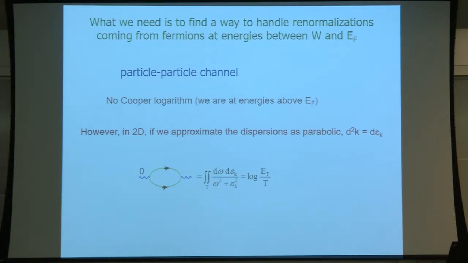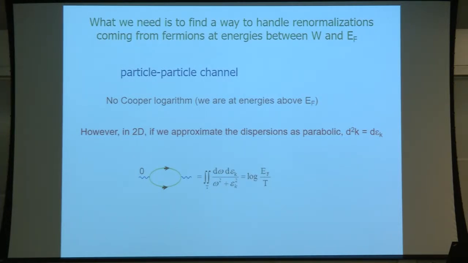Only notice one thing: this is specific to 2 dimensions. If I were in 3 dimensions, I would write square root of epsilon d epsilon. I put the square root of epsilon here, and I will get no logarithm, right? So this logarithm is specific to 2 dimensions. This is what essentially gives the pairing interaction and the bound state of 2 particles in 2 dimensions.